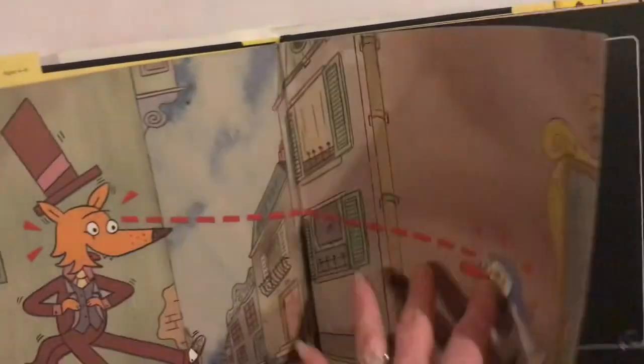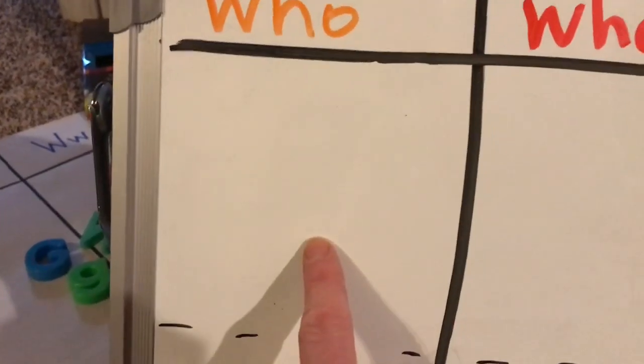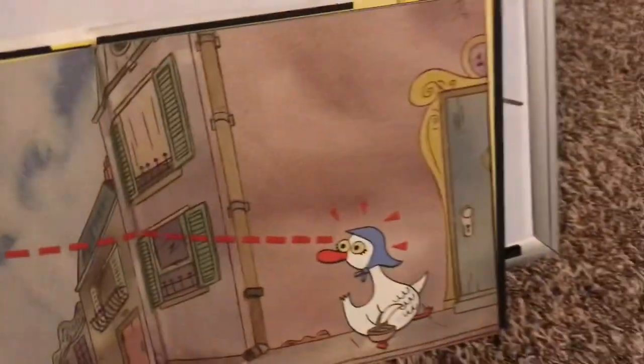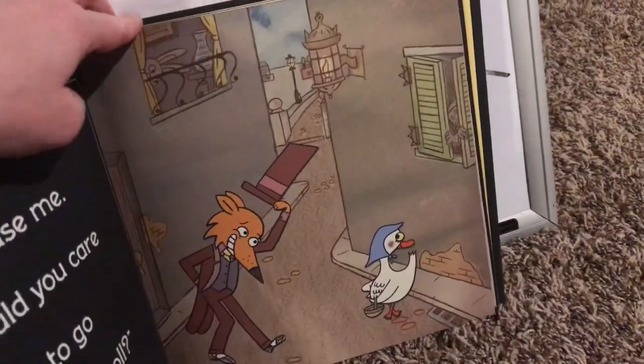So if I was thinking about this story and I was thinking about the who, in that spot right there, I would be thinking, oh, I know who it is. It's the fox and the goose and the goslings. Those are my who in the story.